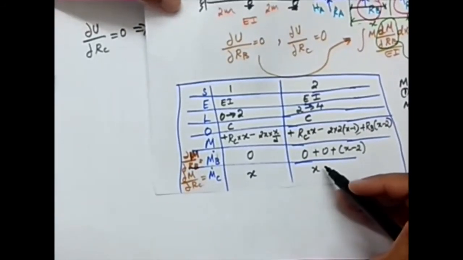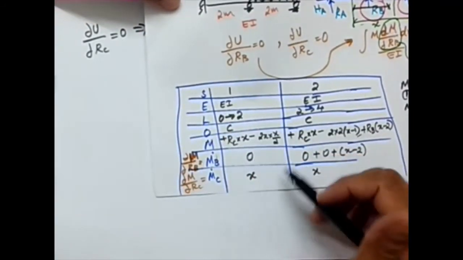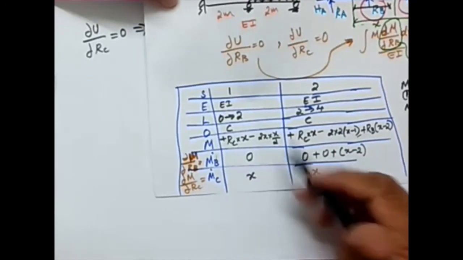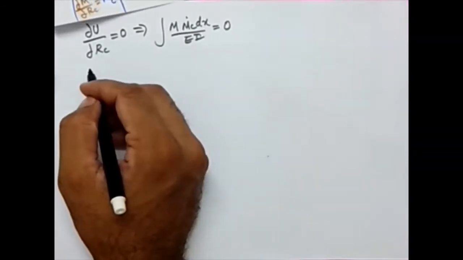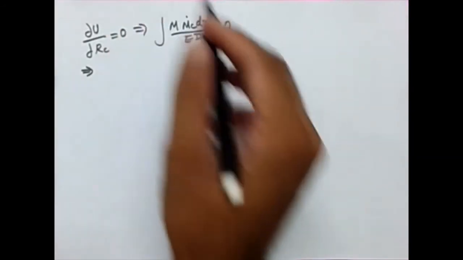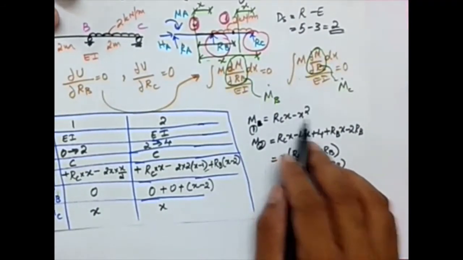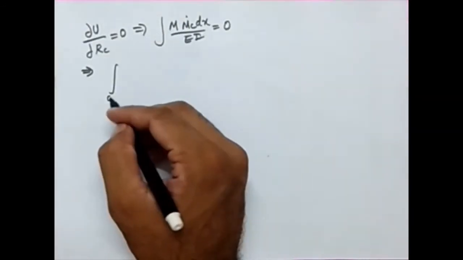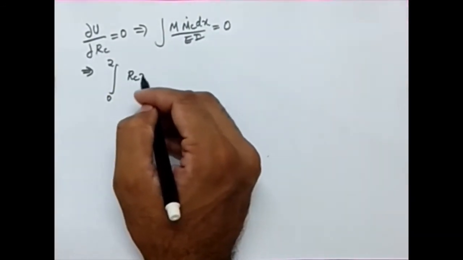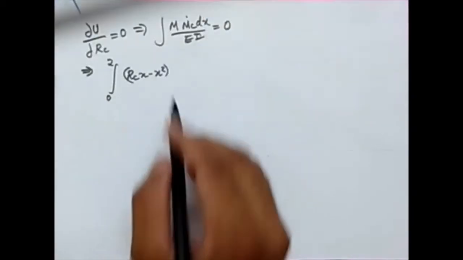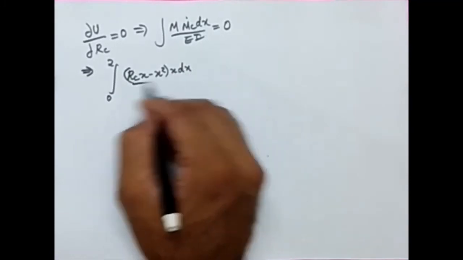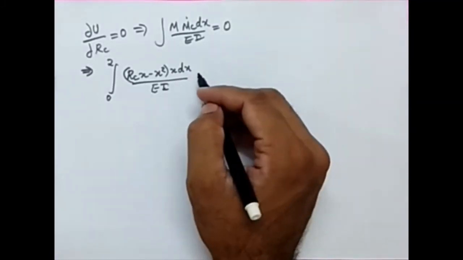So now we are going to go with the m dot c values. So m dot c values are available, m values are available. So here there is no term that is going to get 0. So we need to try both. Okay. So I'm going to go for the segment 1. The segment 1, m1 is rcx minus x square. So it's integral. The limit of segment 1 is 0 to 2. 0 to 2 rcx minus x square, that is my m. M dot c is x, so multiplied by x dx by ei, right?